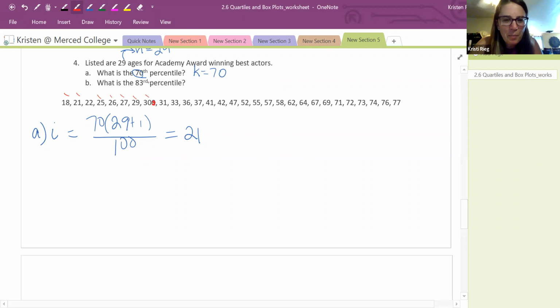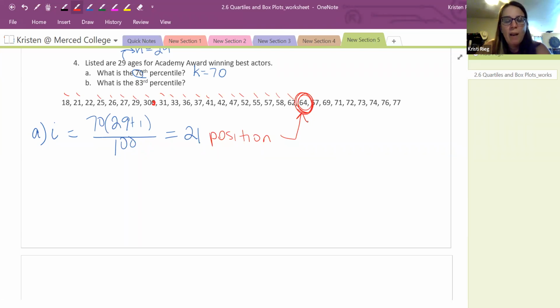Luckily, it didn't affect anything. 9, 10, 11, 12, 13, 14, 15, 16, 17, 18, 19, 20, 21. So what we're looking for is the 21st, that's the index or the position. And so the number in the 21st position is the 70th percentile. So 70th percentile means this number is 70% of the way through the list.